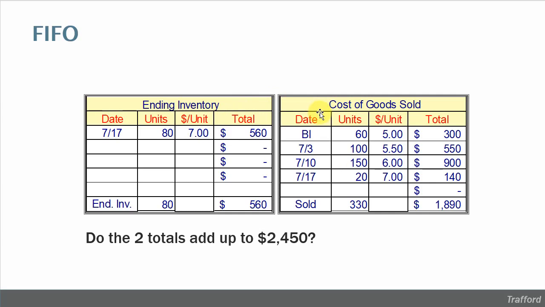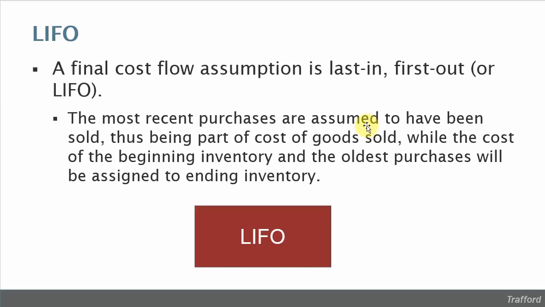The most common mistake I see in this area is students just reverse those. Well, now let's move on to LIFO, and again, that stands for last in, first out. LIFO is actually the second most common method of accounting for inventories in the United States. It's not even an allowed method if you're following international accounting standards.